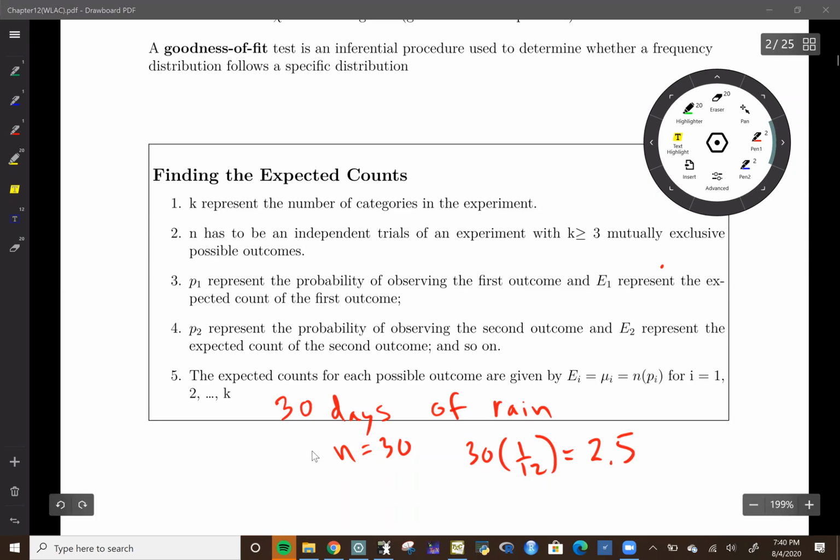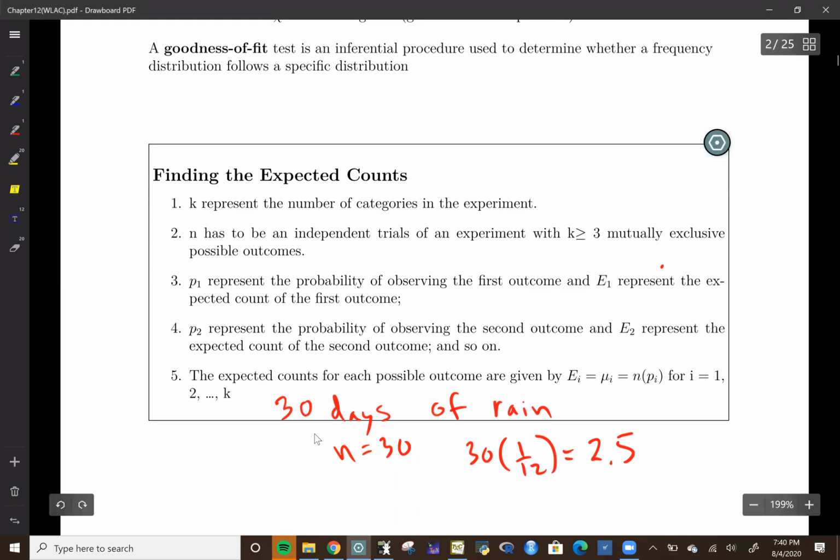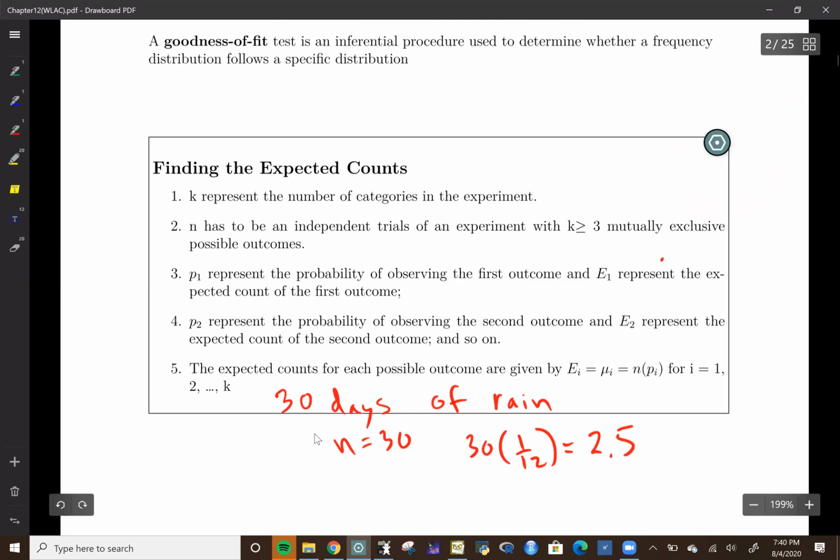All right. Any questions in regard to the expected value? All right, so let me minimize this window. Perfect. So let's go on down.